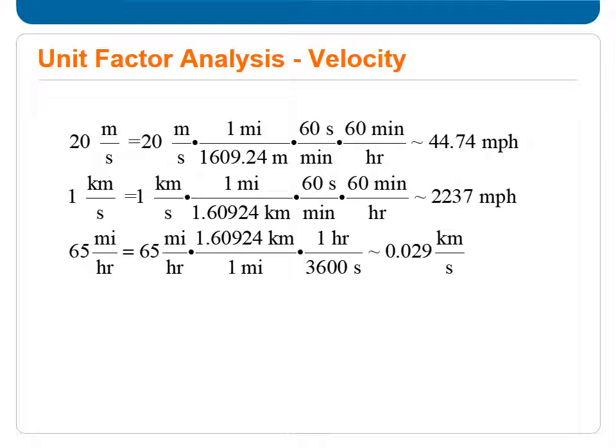Unit factor analysis works for velocities as well. We can form the velocity unit factors by multiplying by different conversion factors of time and conversion factors for length. So here we're seeing how 20 meters per second can be converted to miles per hour by chaining our factor of 1 mile per 1,609.24 meters, and then times the 3,600 seconds per hour.